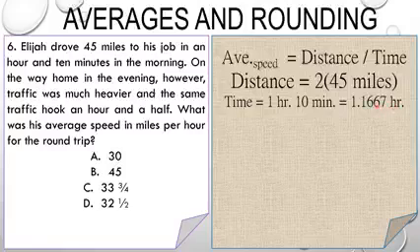hours. Okay? So, paano nakuha yung point 1667? That is by dividing 10 by 60. Okay? Para magiging hour yung minutes natin. Okay? So, again, 1 hour and 10 minutes is the same as 1.1667 hours.